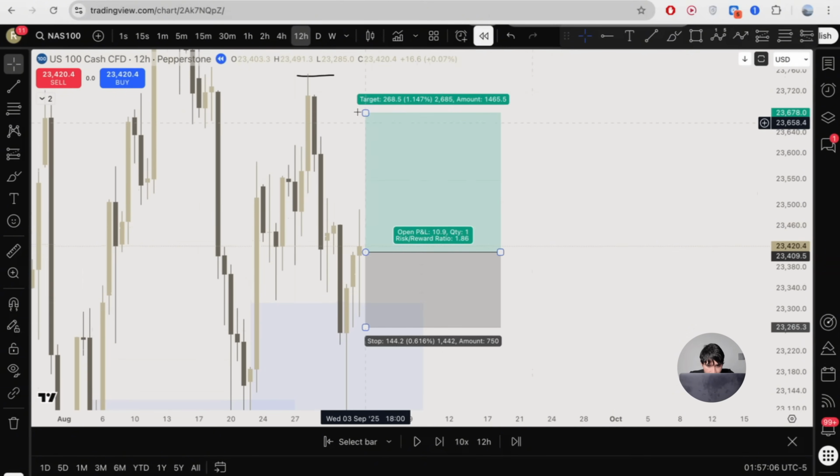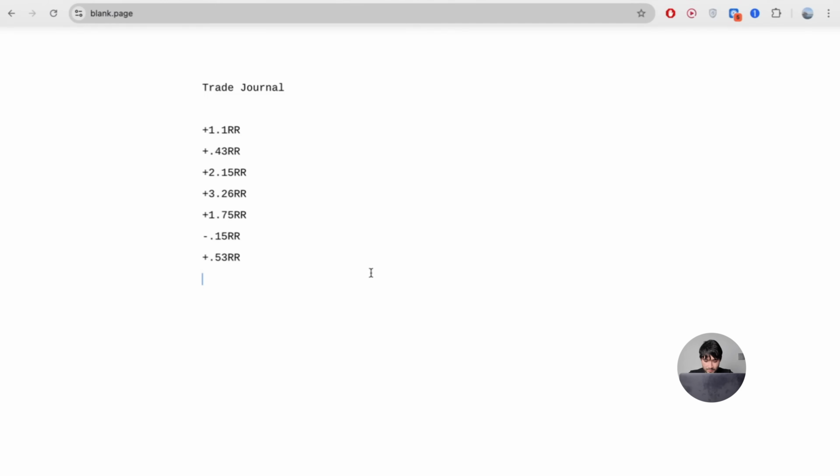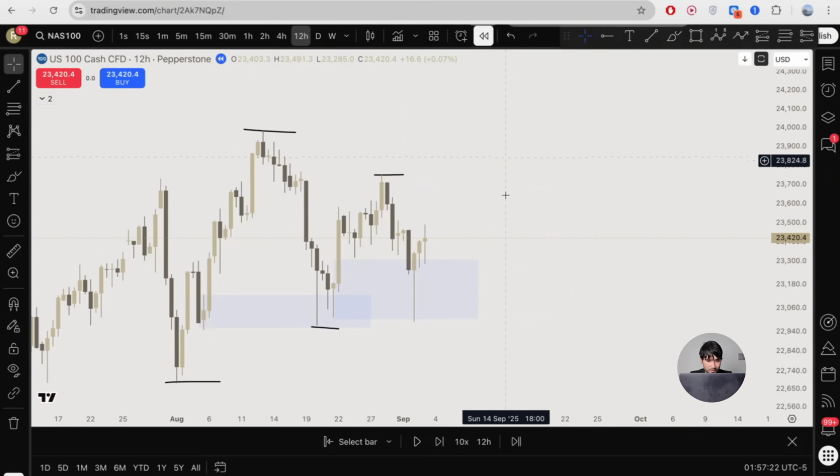Let's confirm the RR, which is going to be a plus 0.08. So didn't necessarily lose, didn't necessarily win. That is totally fine. Better than a -1. And let's see if we can squeeze one more example out of Nas today.